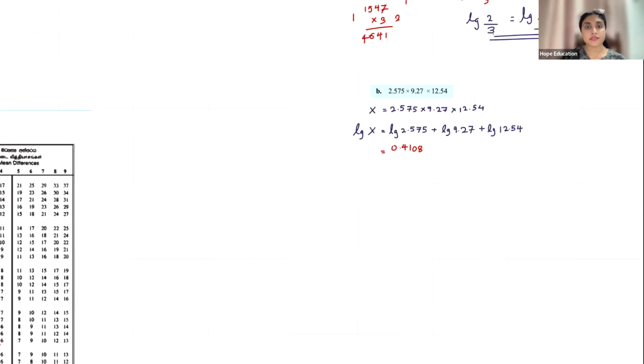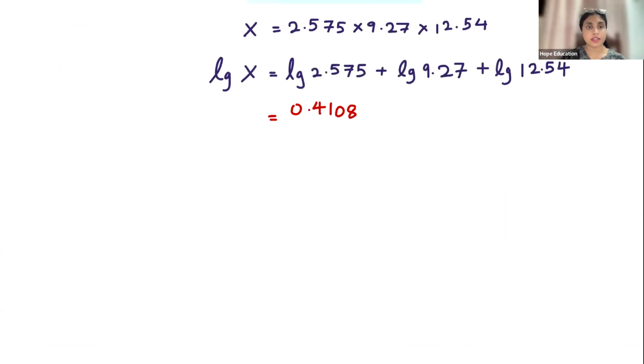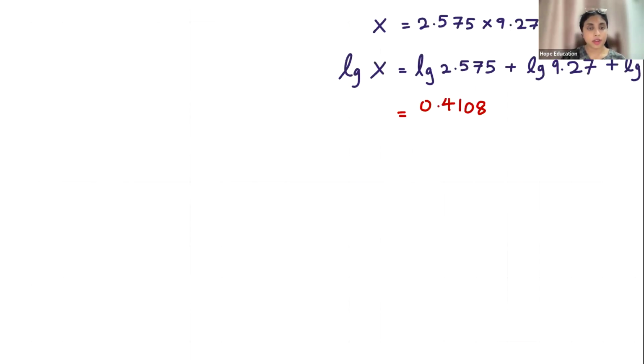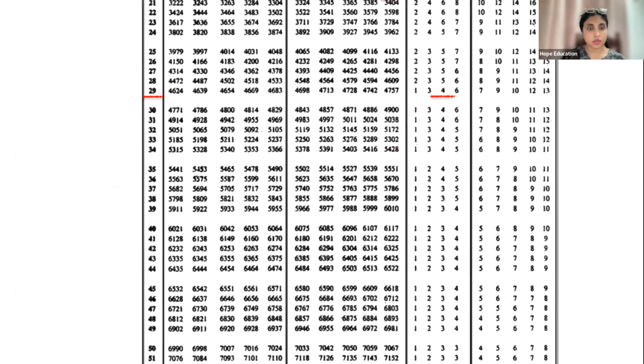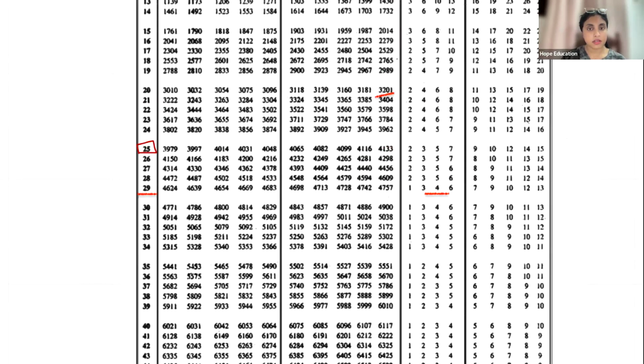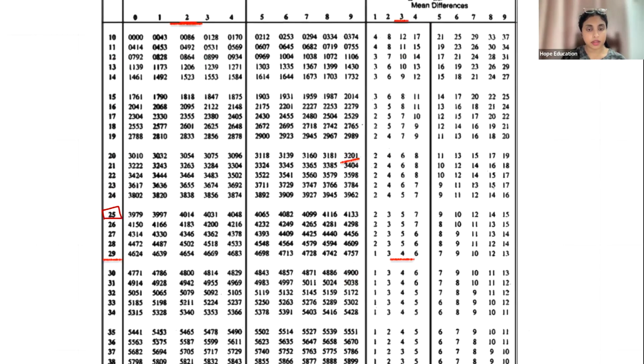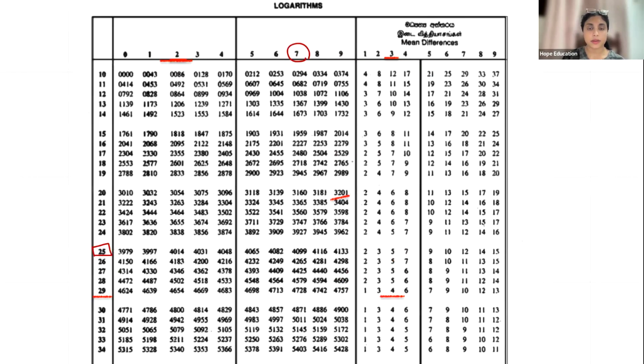So 2.575, right? Let's see the log. 2.5, that's 25, and 25 is here. Then the 7, here. So 257 means here. Is it? Yes. 7, then 5. The 5 can make a 9. So 4099, so it becomes 4108. Okay, so that is 4108. Make a log value. Don't take too long, quickly tell. 9.27.